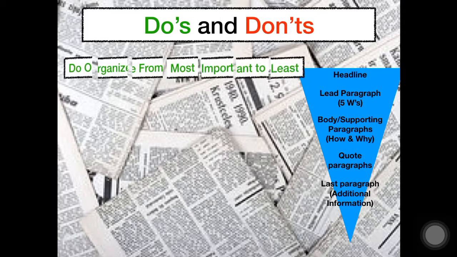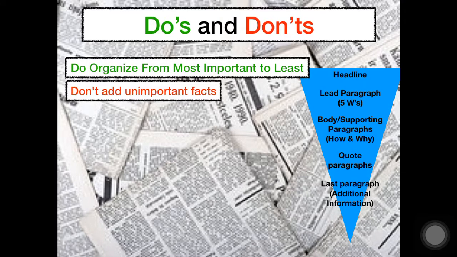Okay, a few other do's and don'ts. Do organize from most important to least important. That's kind of what we just talked about there in our blue upside down triangle. Don't add unimportant facts. In a Rockefeller Center newspaper article, we don't need to know how many bird nests were in the pine tree that they had to remove. Not real important information.